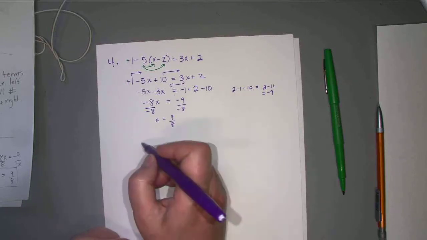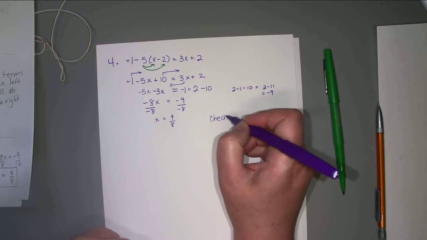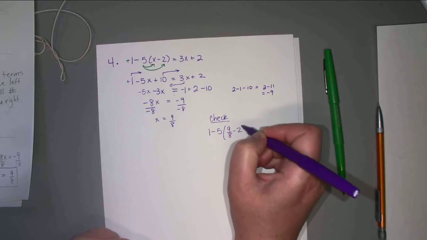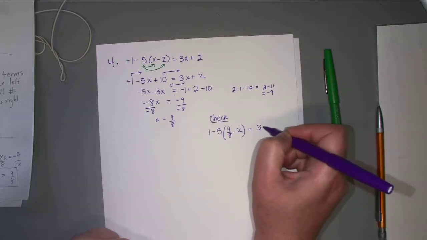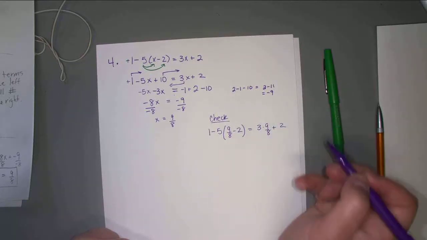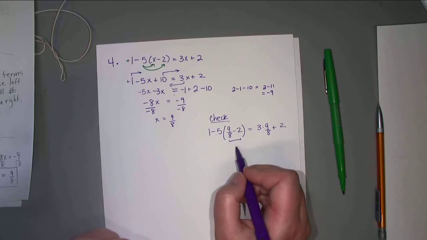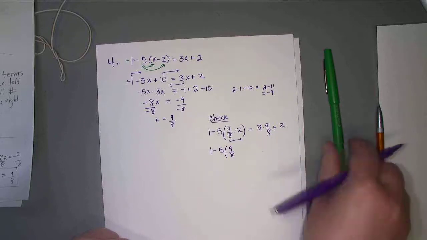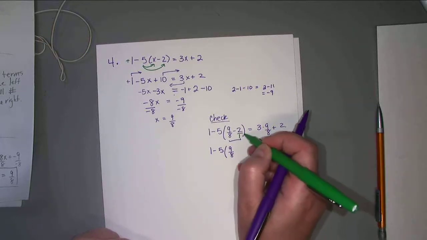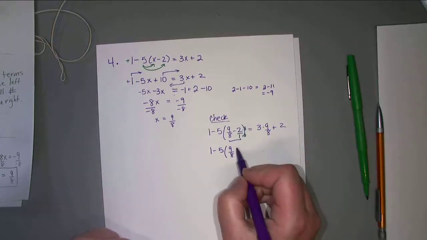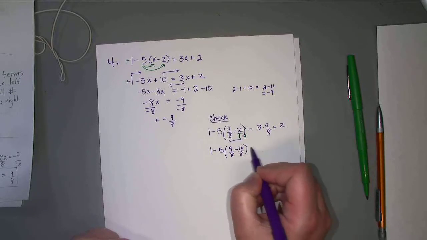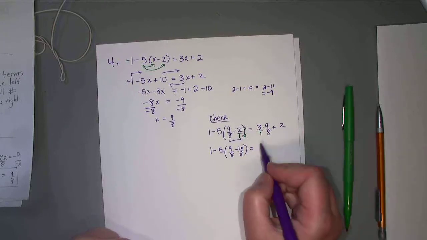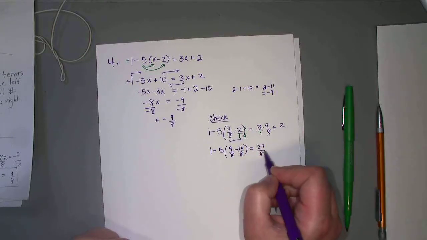And if we were checking, this goes back to what we did earlier with fractions. So 1 minus 5 times 9 over 8 minus 2 equals 3 times 9 over 8 plus 2. So here we would do a common denominator. 9 over 8. If I was going to put that over 8, I would multiply the top and bottom by 8, so minus 16 over 8. Here, you multiply the top, would be 27, and the bottom would be 8.